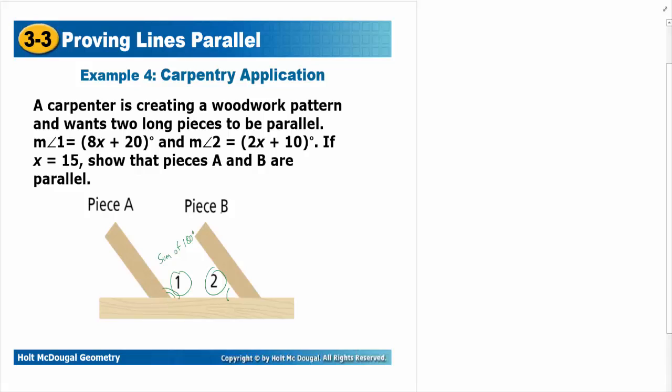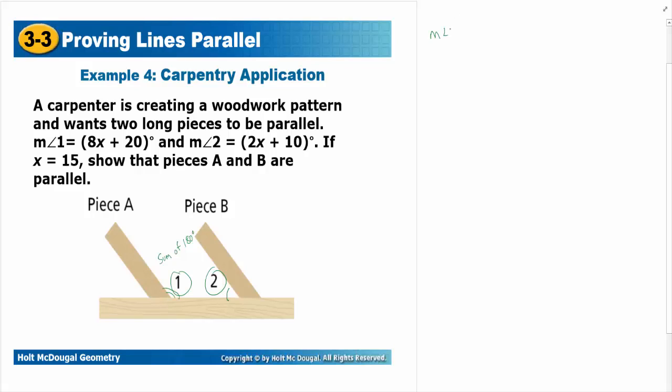So when they're giving us our angles, angle 1, angle 2, if x is 15, to show that they're parallel, we have to show that these are supplementary. That's our goal. If these are supplementary, then I can state that these lines, or these pieces of 2x4s, are parallel. So it's just like what we were doing earlier, except now we're not trying to show that they're equal, we're trying to show that they're supplementary.